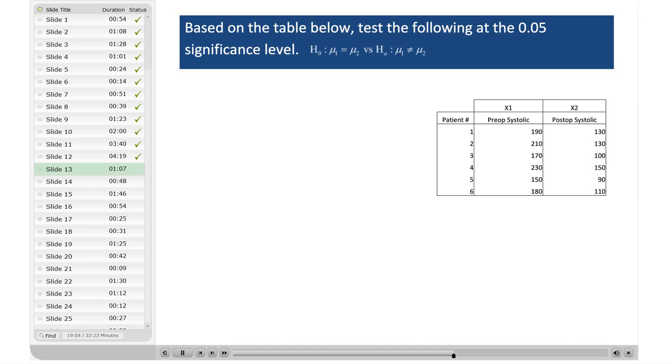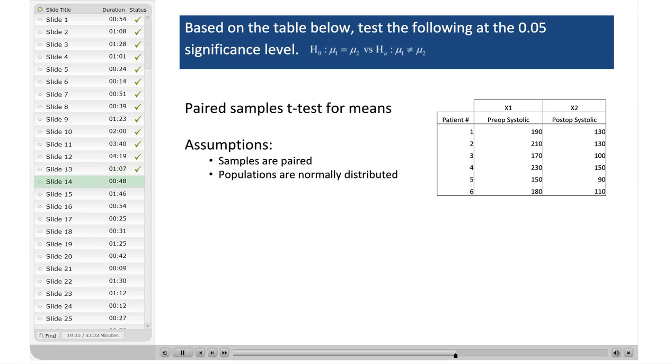So the problem says, based on the table below, test the following at the alpha equals 0.05 significance level. Mu1 equals mu2 versus mu1 not equal to mu2. Okay, so this is a 2-sample hypothesis test that involves sample means. And so we're going to need to do a 2-sample t-test for means.